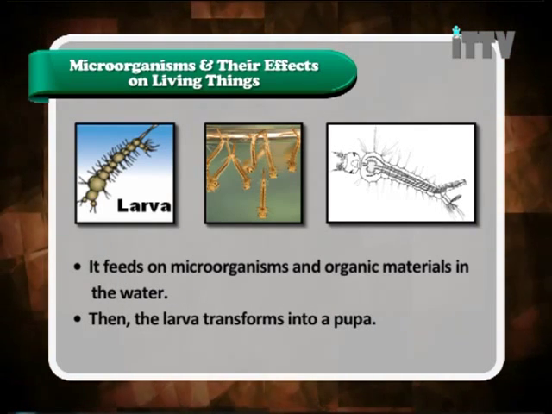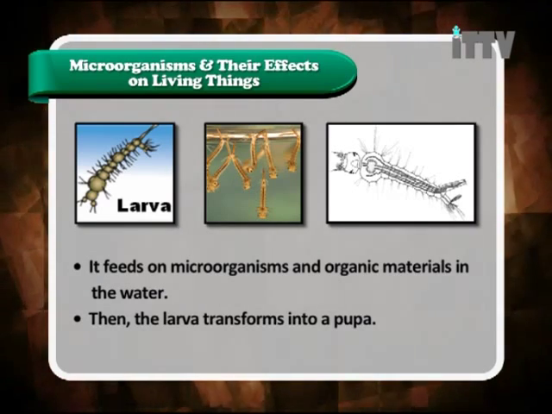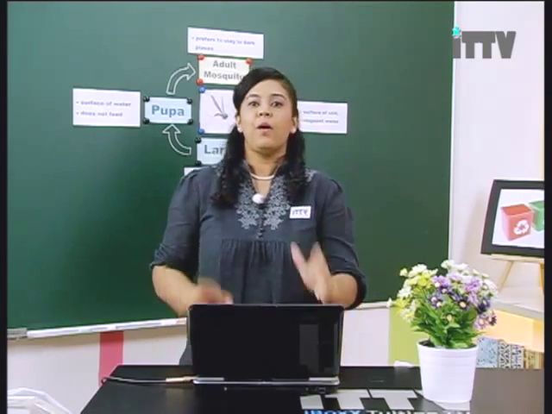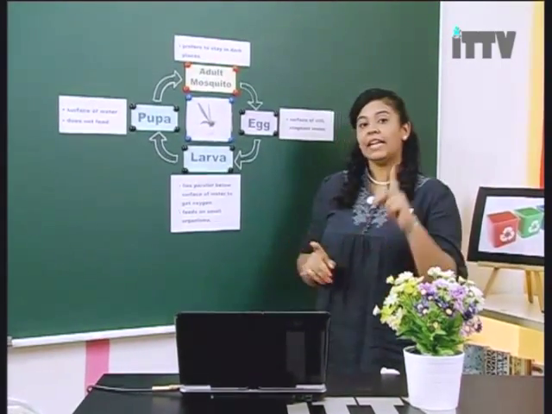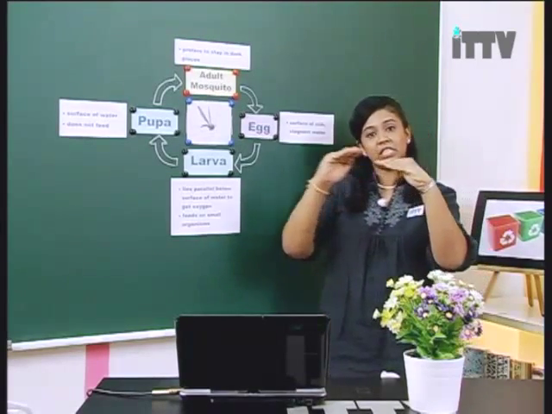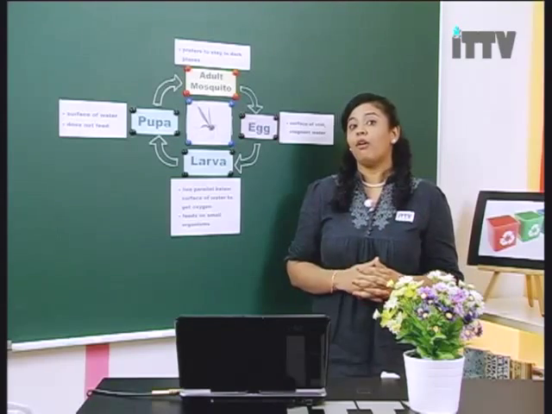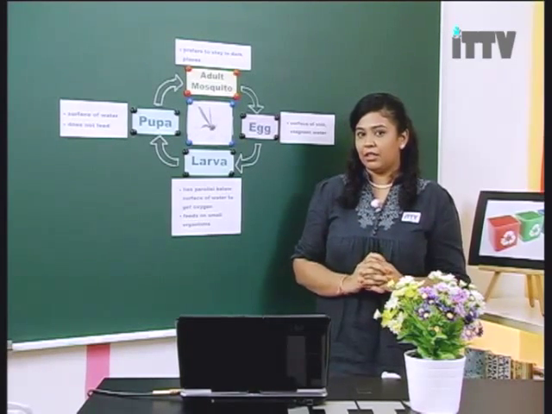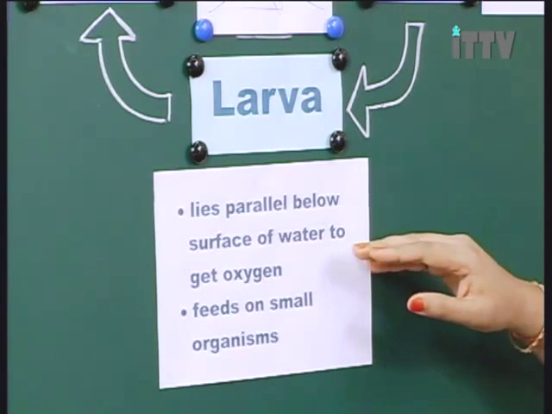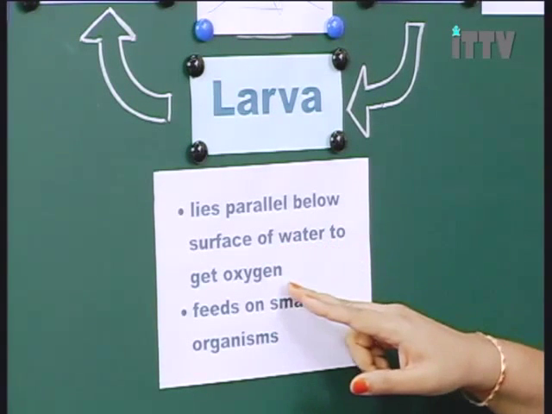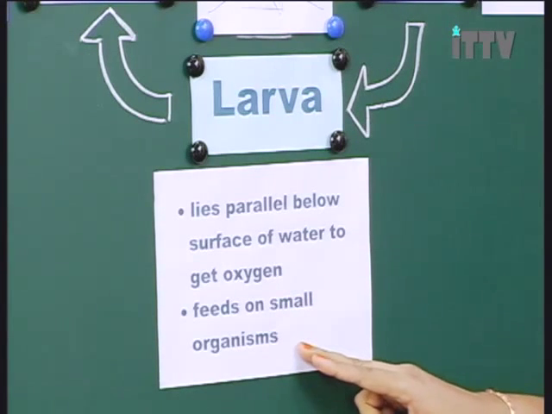It feeds on microorganisms and organic materials in the water. Larva. So it actually lives inside the water and it lies parallel below the surface of water. This is because it needs oxygen for respiration. Therefore, let's look at there. Lies parallel below surface of water to get oxygen. Key point 1. Feeds on small organisms.